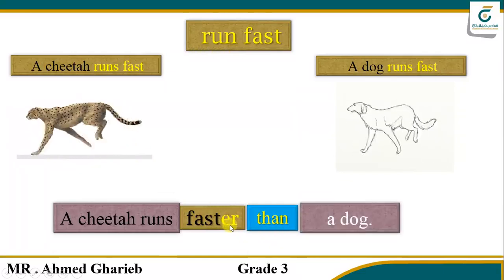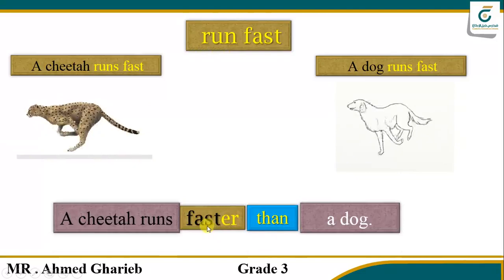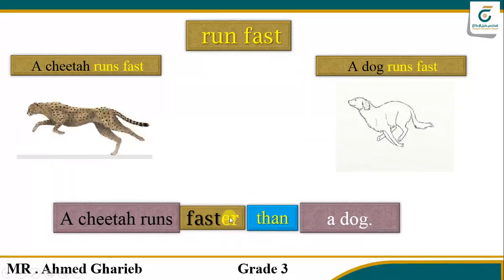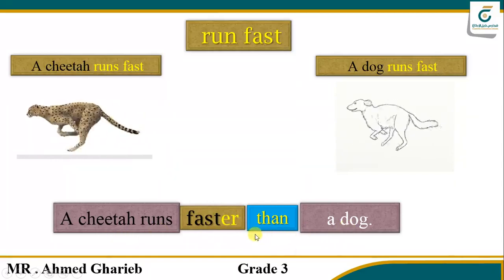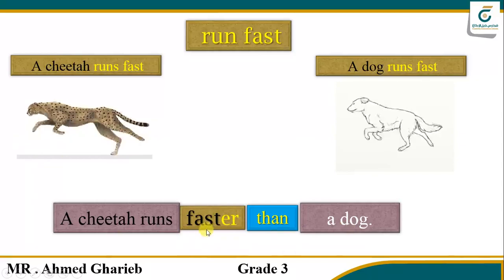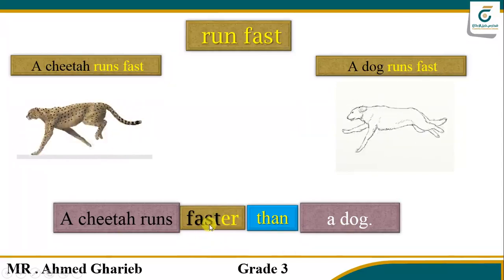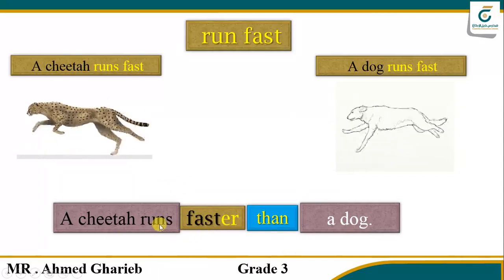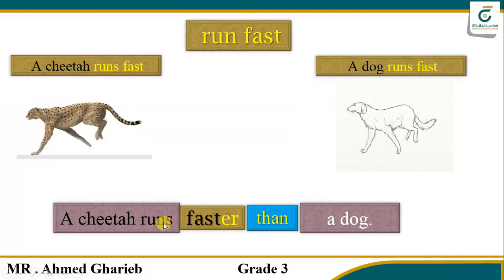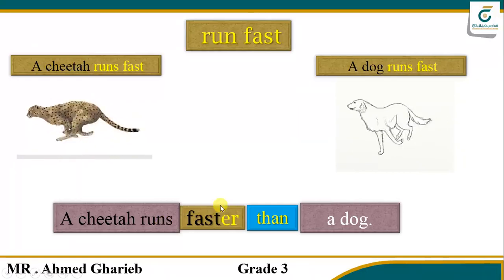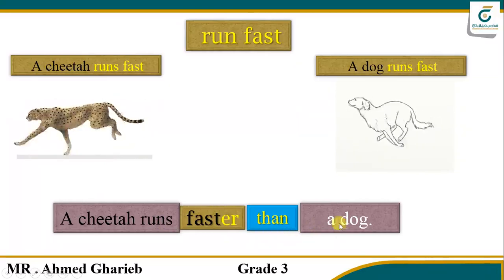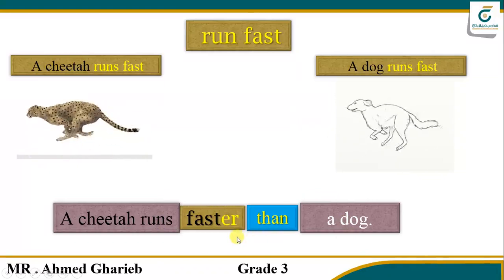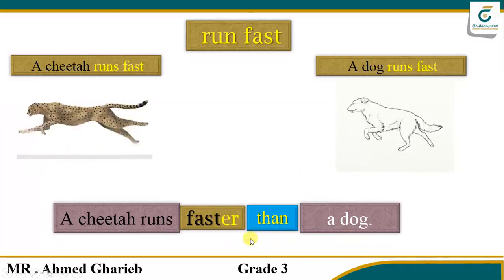We add er then to the short adverb to form the comparative adverb, to compare between the cheetah and dog. And again, be careful, it's not adjective, it's an adverb, and here the adverb comes after an action verb, runs. It's not verb to be because it's not adjective. Okay, alright. Sometimes we can't find than and the other noun. It's okay, because we understand from the context what we are talking about.